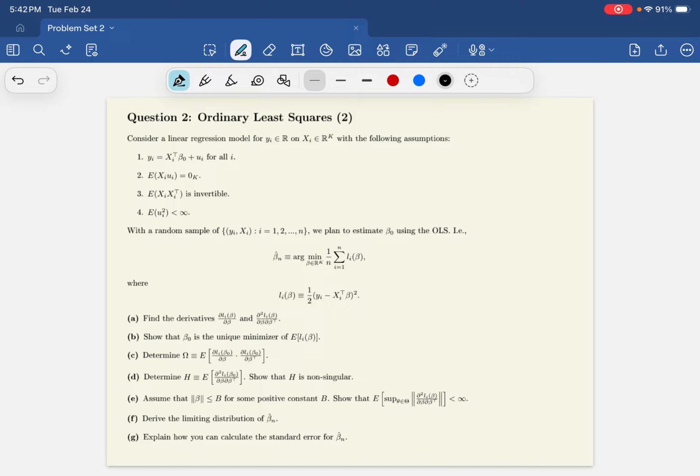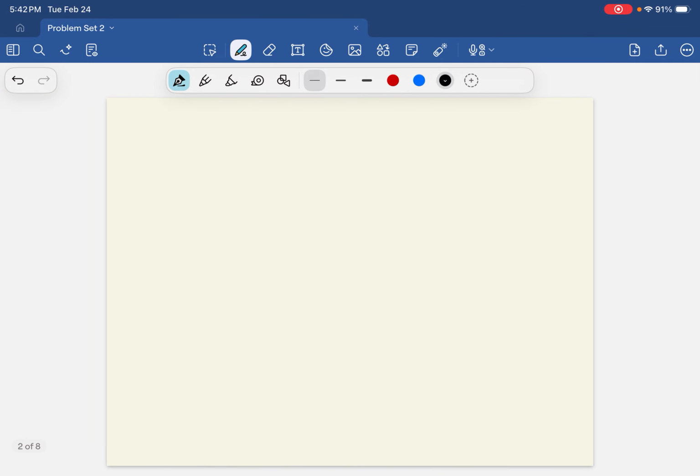We are going to repeat the same ordinary least squares method, but now we are going to use the criterion function minimization approach. Everything is standard, and I just included 1 over 2 for simple algebra. At first, I'm going to derive the derivative. So Li of beta is 1 over 2 times (yi minus xi transpose beta) squared, okay? And its first derivative is minus xi times (yi minus xi transpose beta).